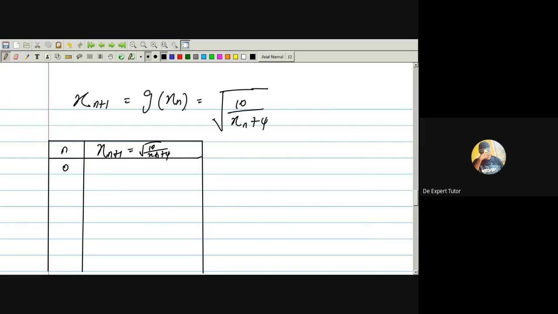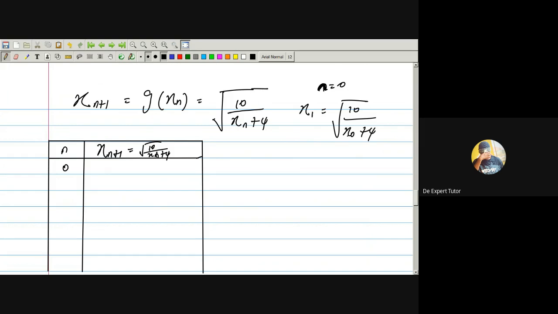At n equal to 0, if I put 0 here, I'll be having x1 equal to g of x0, and that's square root of 10 over x0 plus 4. Now configure your calculator. Just say square root of 10 all over alpha x plus 4. Do you know how to configure that calculator now?